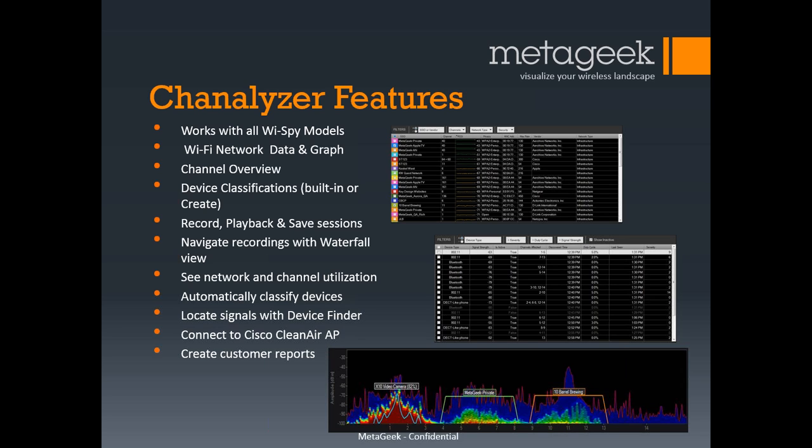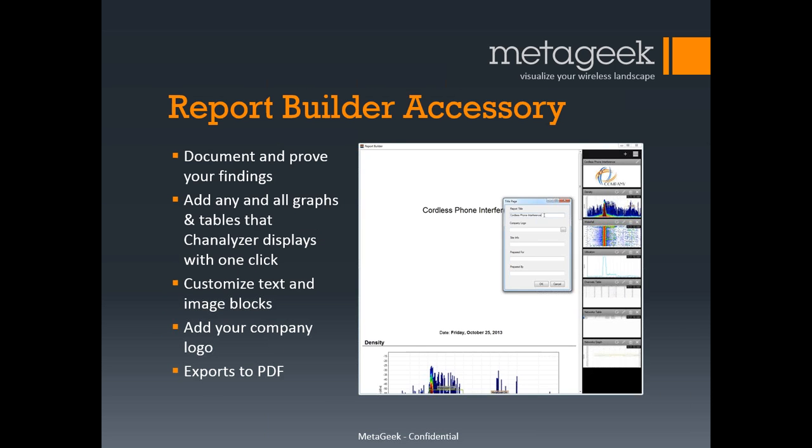The bottom 3 bullets I'll talk about briefly. You can locate signals with Device Finder, which is a hardware accessory that I'll talk about. You can connect to a Cisco Clean Air AP, which is a software accessory I will talk about. And lastly, create customer reports, which is a really, really useful tool for documenting your findings.